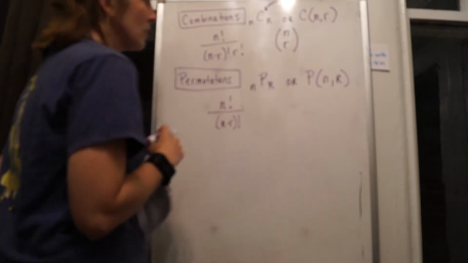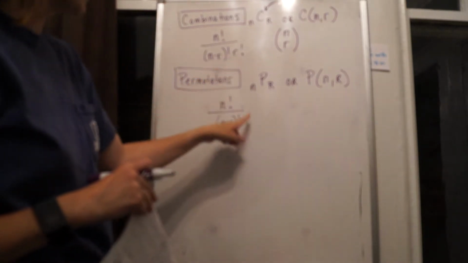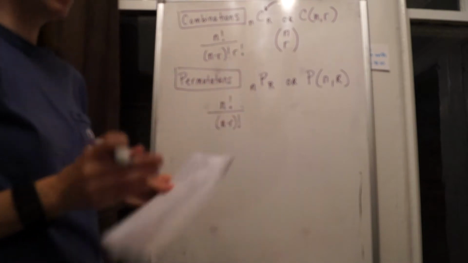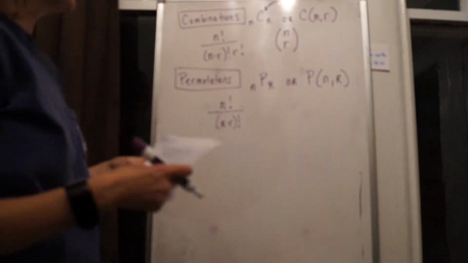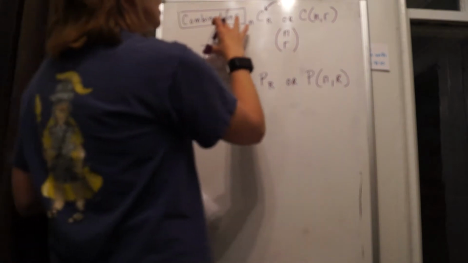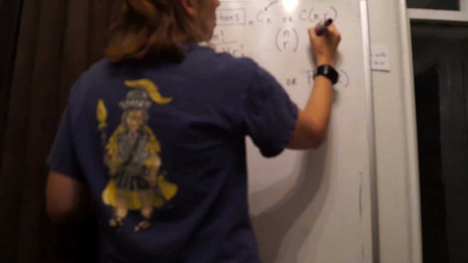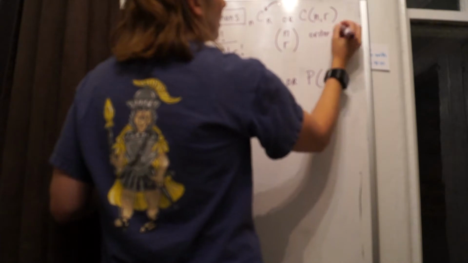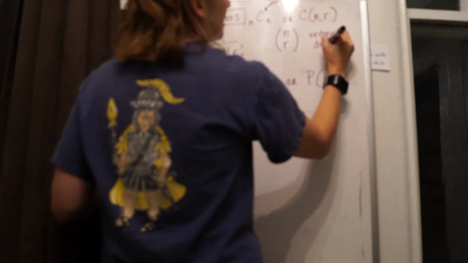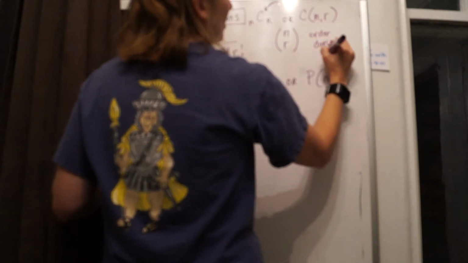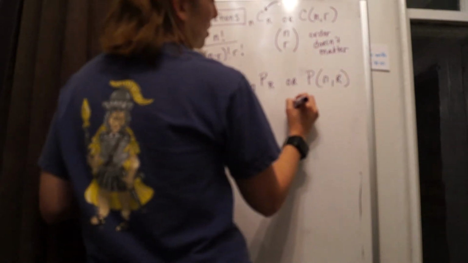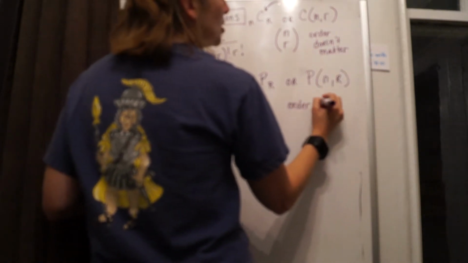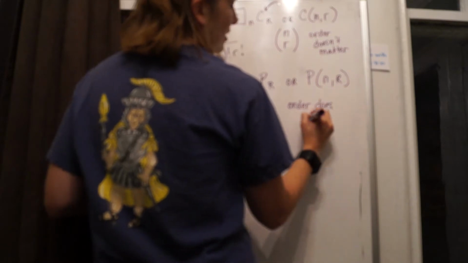Okay, look how similar they are. The only difference is this extra divisor right here, this extra thing that it's divided by. So why is that there? It's here because in a combination, order doesn't matter. And here in a permutation, order does matter.